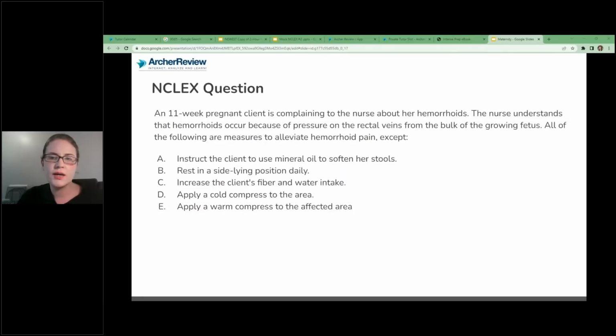So we didn't specifically talk about this, but I want you guys to try this question, and we'll talk about it in a little bit more detail after you try it. So this question says, an 11-week client is complaining to the nurse about her hemorrhoids. The nurse understands that hemorrhoids occur because of pressure on the rectal veins from the bulk of the growing fetus. All of the following are measures to alleviate hemorrhoid pain except one. What's that one thing they should not do if they're experiencing hemorrhoid pain? Go ahead and put that answer in the question box when you're ready.